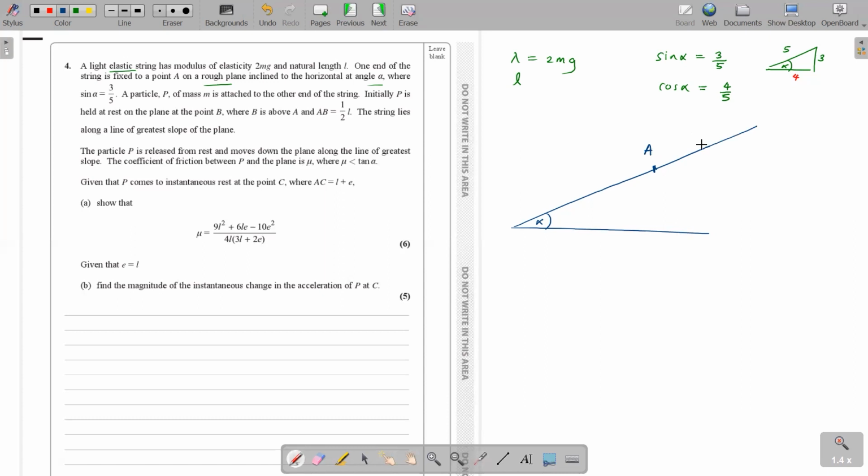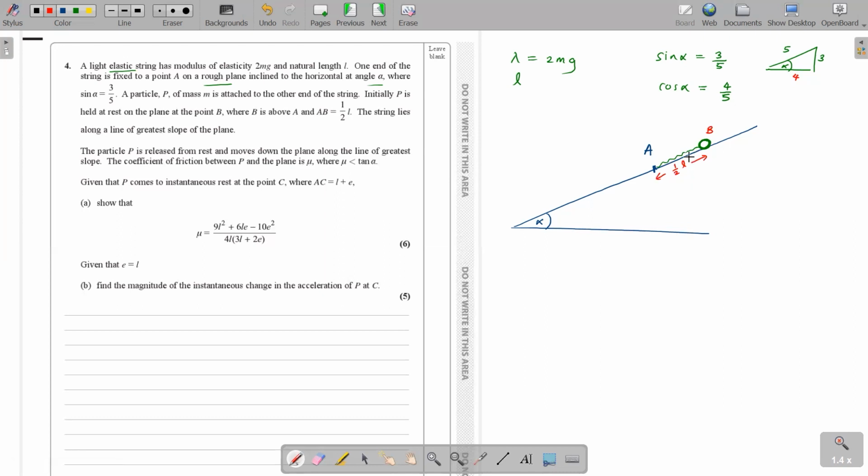For starters, you know your natural length is L, right? So they are keeping it at a distance half L above A. So is the string stretched or is it slack? It's slack, right? Because it's a half L distance. The string is slack and this is the point B. So AB is half L. The string lies along the line of greatest slope of the plane, which means the string is on this plane, parallel to the plane.